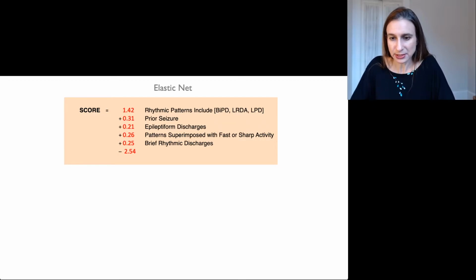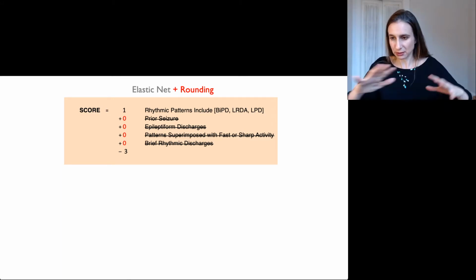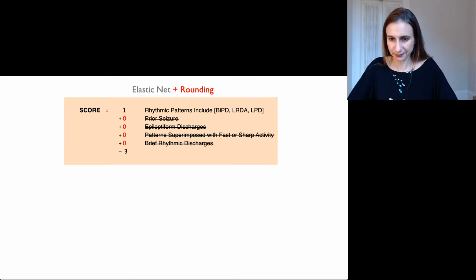And we start with an elastic net model, and we're going to just round. So what happens when we do that is that all the small coefficients get rounded to 0. So you've wiped out a huge amount of the signal there. That's probably not so good.